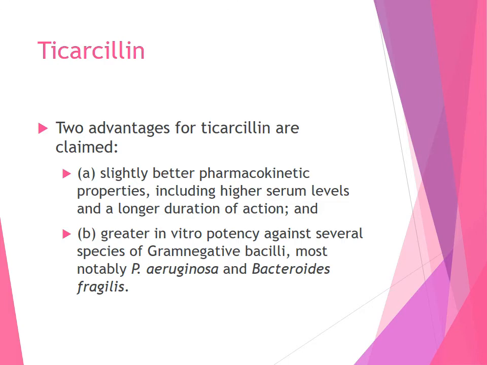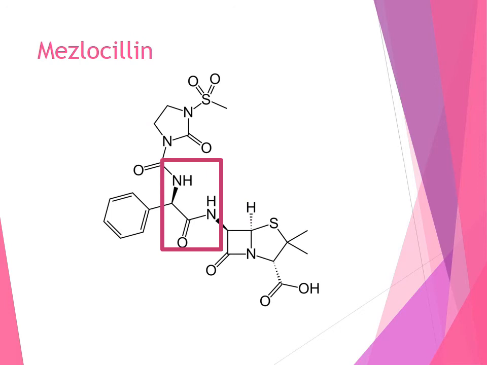Next, we have ticarcillin. There are two advantages for ticarcillin. First, it has slightly better pharmacokinetic properties, including higher serum levels and a longer duration of action. Second, it has greater in vivo potency against several gram-negative bacilli, most notably Pseudomonas aeruginosa and Bacteroides fragilis. Next one, we have mezlocillin. It has a urea in its structure.